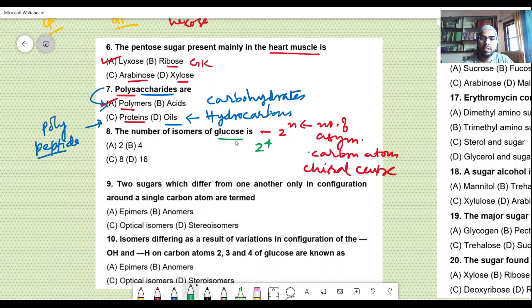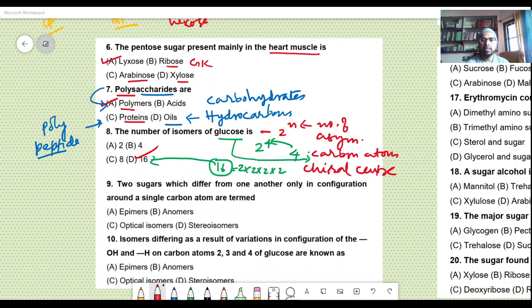The glucose has 4, so that 4 I am including here. So 2 power 4 is equal to 2 into 2 into 2 into 2. Therefore, it is 16, and that answer is here. So you have D as the right answer. Okay. Then the ninth question is there.